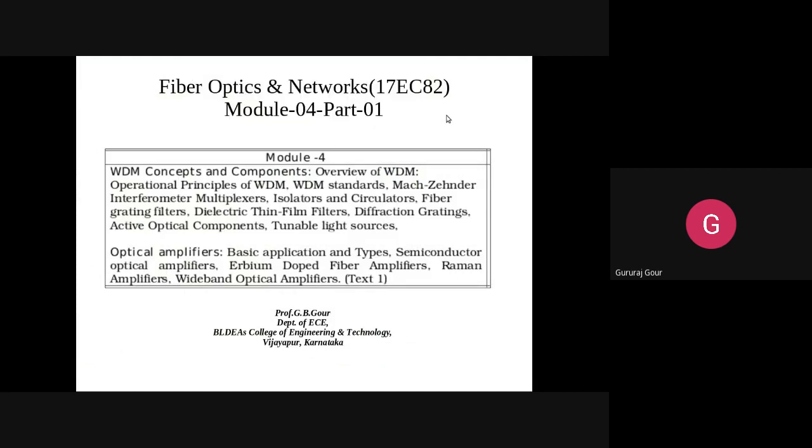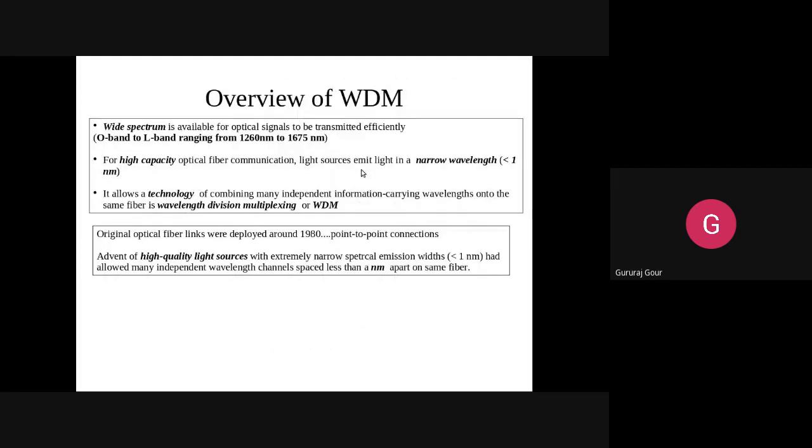So we were discussing WDM concepts in the last session. WDM means wavelength division multiplexing. We went through the operating principle of WDM, how wavelength division multiplexing is implemented along with some active and passive devices. After that, we went through the WDM standards, where we came across two versions of the standard, DWDM and CWDM.